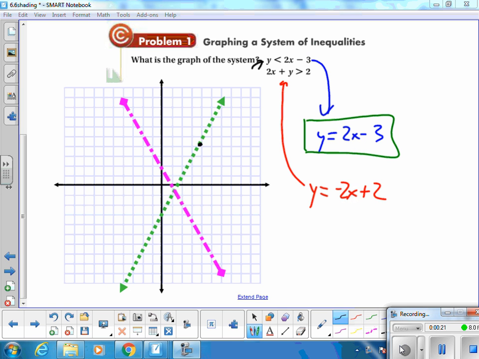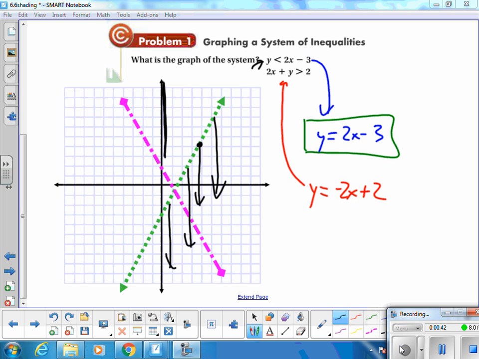Okay, so I'm going to actually draw a point. So I have a point on there, and I'm going to ask myself, looking at the y, which way when I shade will represent where y is less than this point. Y is less than, y is less than.